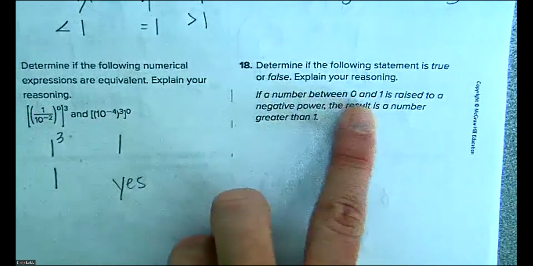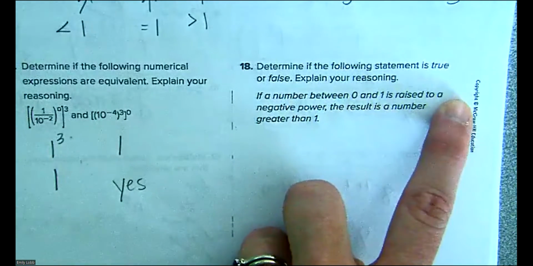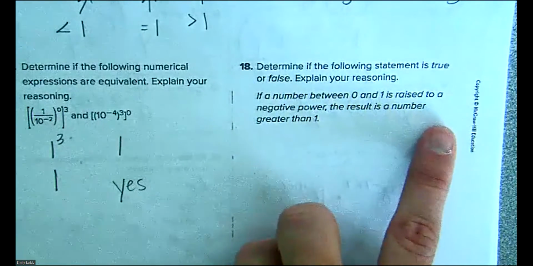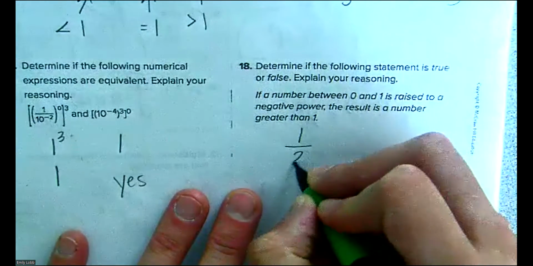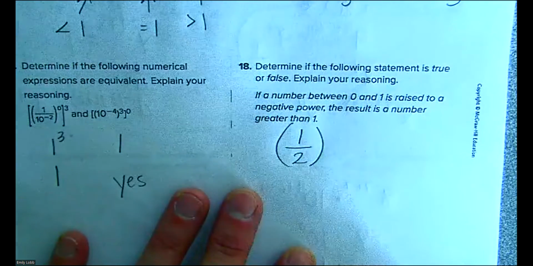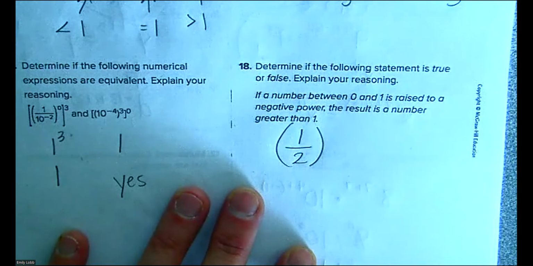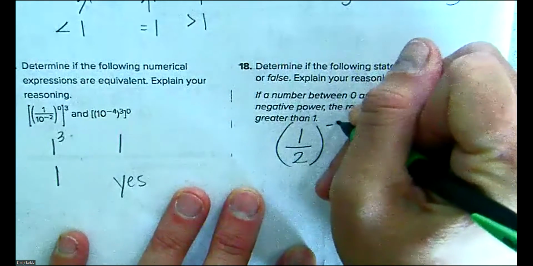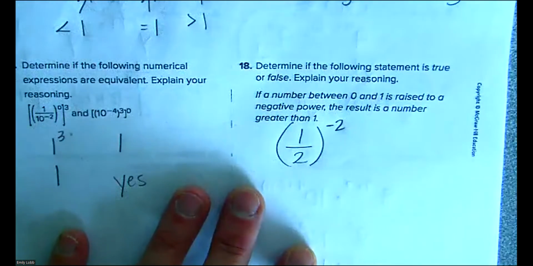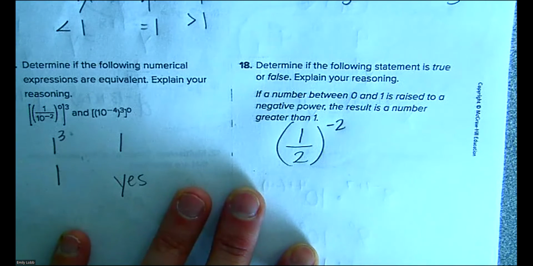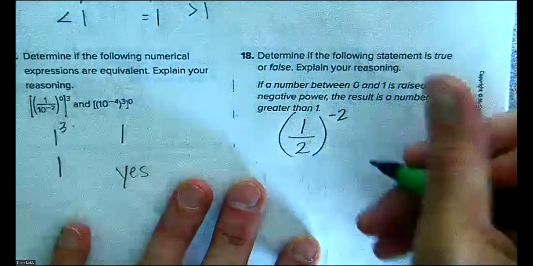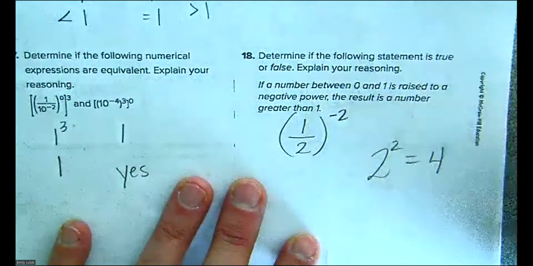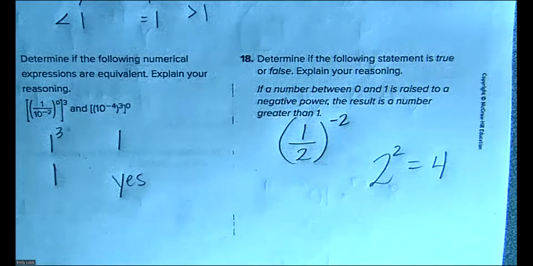All right, determine if the following statement is true or false. If a number between 0 and 1 is raised to a negative power, the result is a number greater than 1. So let's pretend it's 1/2. That's less than 1, right? It's between 0 and 1. And I raised it to a negative power. Say I raised it to -2. What do I have to do to this fraction before I have 2 factors of it? I flip it, right? It becomes an improper fraction, 2 over 1. It becomes 2 squared.